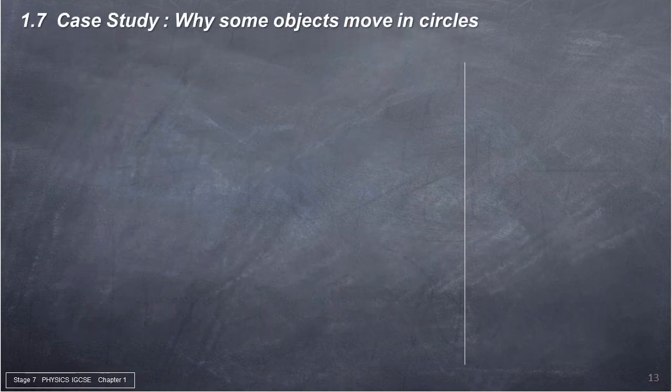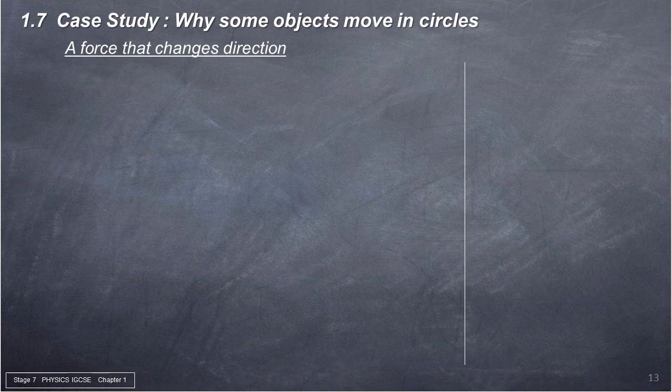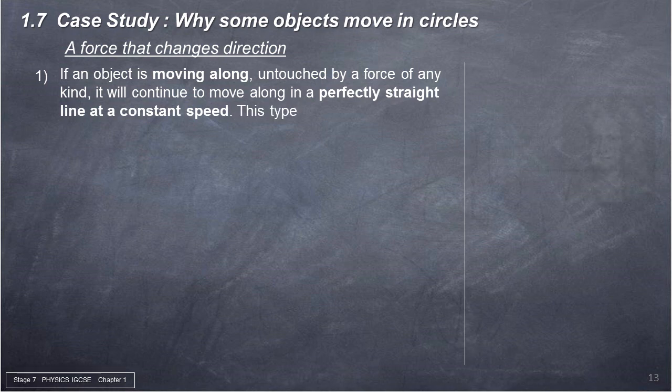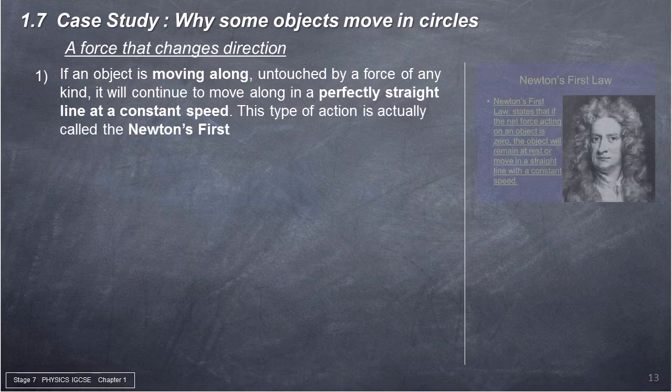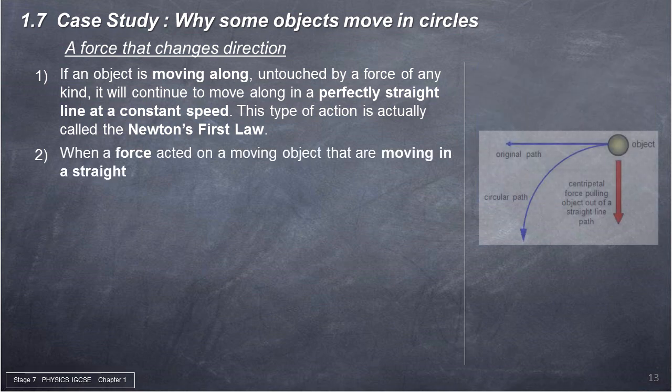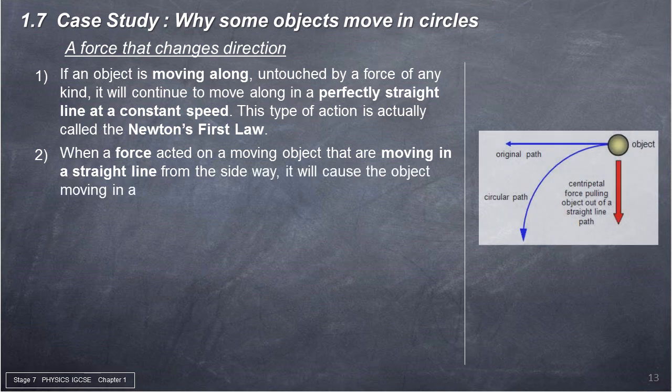1.7. Case study. Why some objects move in circles. A force that changes direction. 1. If an object is moving along, untouched by a force of any kind, it will continue to move along in a perfectly straight line, at a constant speed. This type of action is actually called Newton's first law. 2. When a force acts on a moving object that is moving in a straight line, from the side, it will cause the object to move in a circle.